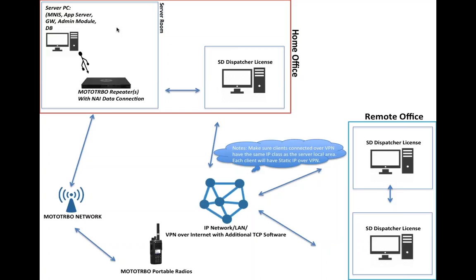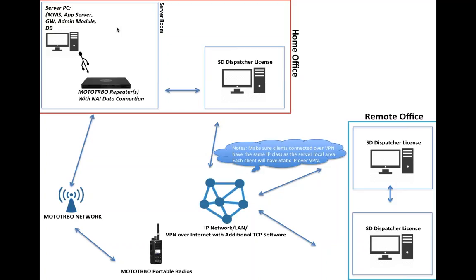So for this particular situation, which you see here on the screen, you will see a server PC with MNIS, the app server, the gateway, the admin module, and database installed on it, being connected via an Ethernet connection to the main repeater of the system, which all of these repeaters that are in the system have the NAI data application on them. And then you have various client PCs, which are going to be connected not only in the home office, but also in two remote offices that you'll see on the bottom right-hand side.